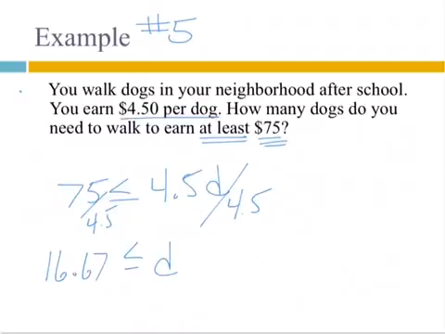Now think about this. You cannot walk 16 and 2/3 of a dog. There's no way to walk 2/3 of the dog. Either you walk the entire dog or you don't. Your D needs to be a whole number. Your graph is going to look slightly different.